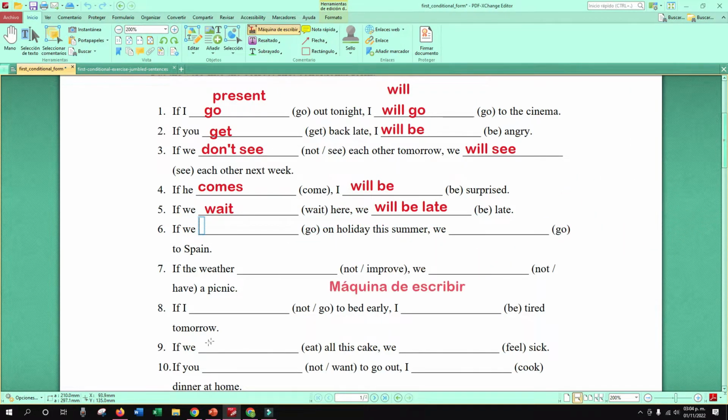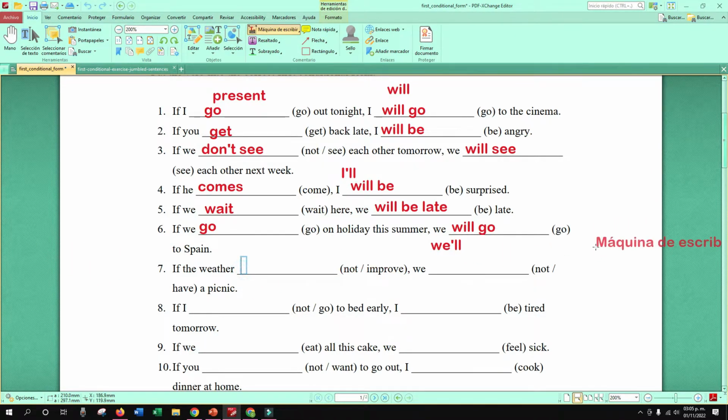Here you have go and go, like the first one, right? So if we go, yes, if we go on holiday this summer, we, this is easy, right? We'll go to Spain, right? We'll go to Spain. Acá igual, si ustedes quieren hacerlo de la forma contractada, también pueden. We'll go to Spain. En el caso de I, también, si lo quieren hacer de forma contractada, I'll be surprised, right? That is almost the same. The short form, the long form.